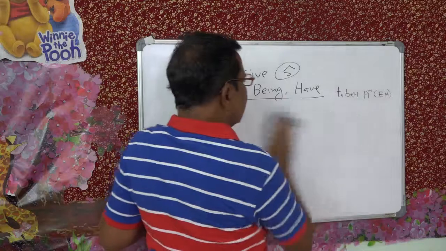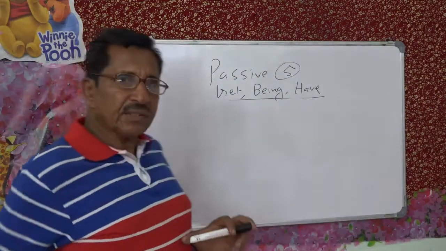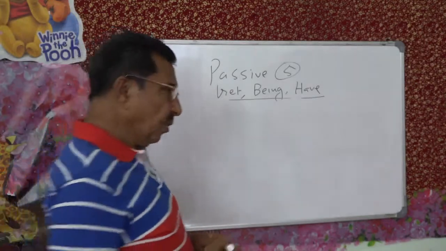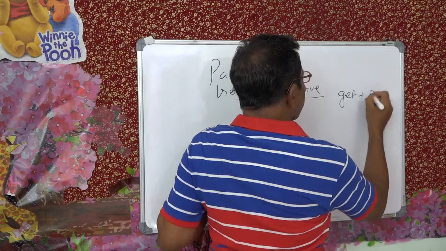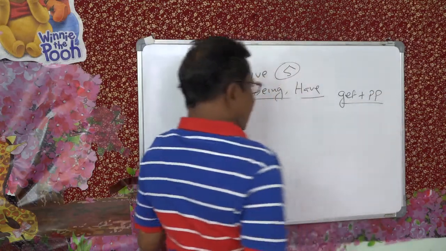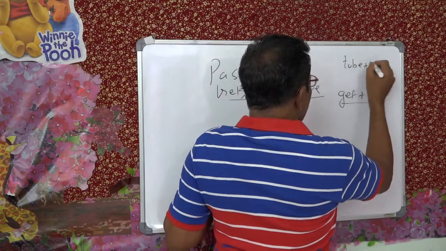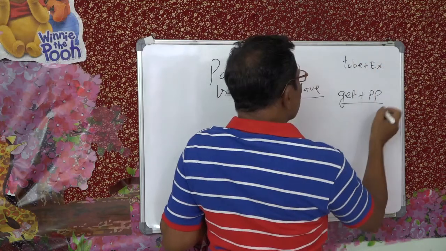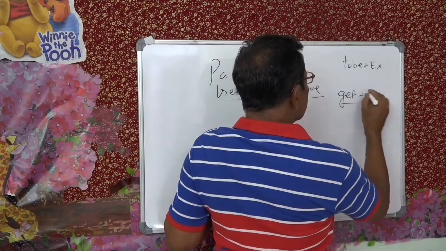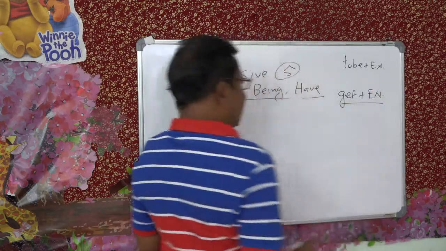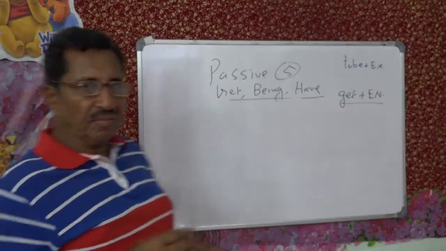So get passive is, what is the get plus the appropriate form of get? Get plus past participle. Get plus PP. Or we say, so far we have been dealing with to be plus en. Now we have got a get plus en. En is for past participle. Past participle. Get plus en. Understand? So that is one way of it.